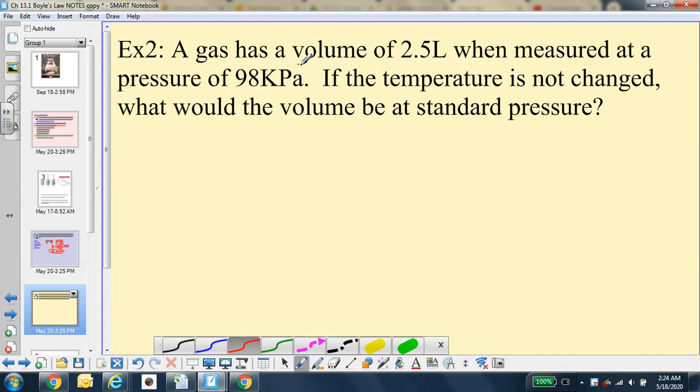A gas has a volume of 2.5 liters when measured at a pressure of 98 kPa, or kilopascals. If the temperature is not changed, what would the volume be at standard pressure? Well, take a look here. Standard pressure, we are working with kilopascals, and standard atmospheric pressure is 101.3 kPa. So that is our second pressure. That is P2. So the first thing we want to do is list our given.